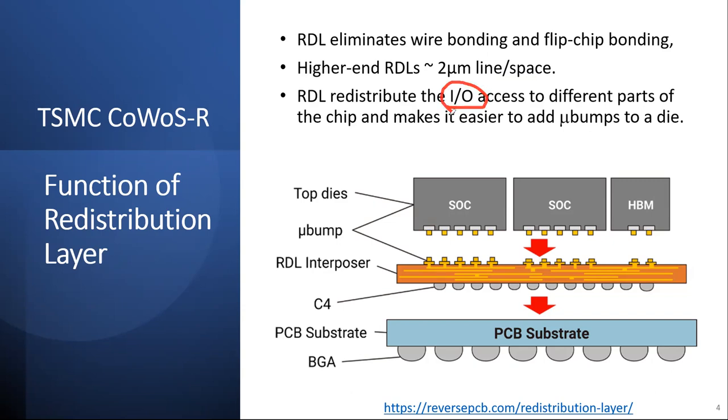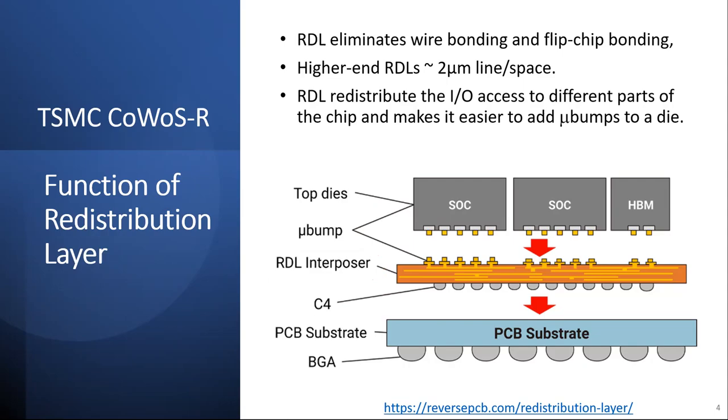You could do it very densely in a way that it redistributes the IO, the power, to different parts of the chips and makes it easier to add a micro bump to a die. So it's trying to enable the micro bump functionality for the top die. This is for the top dies. And how do you make this RDL interposer then? How do you do it?